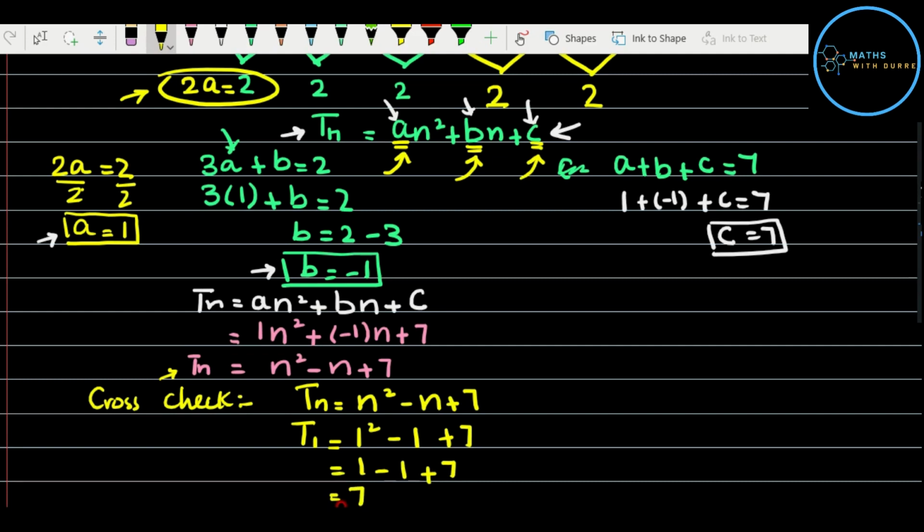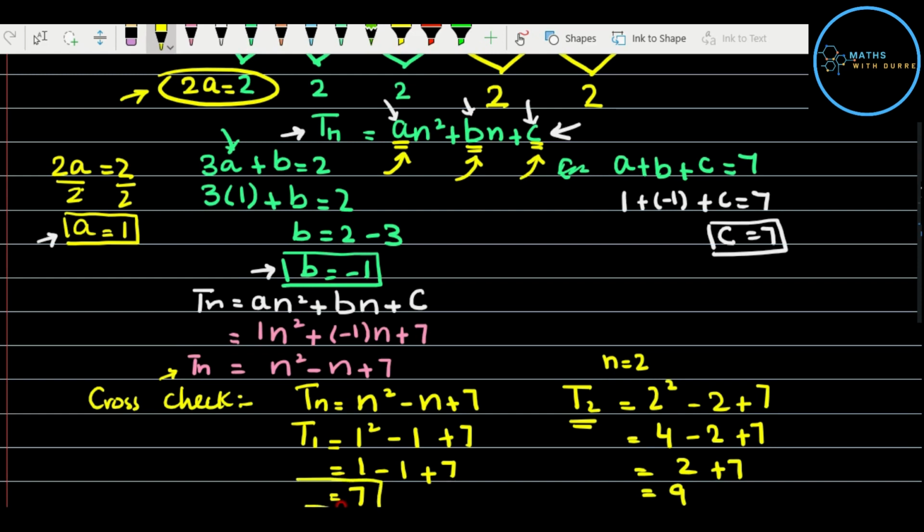And what about the second one? It's best to calculate at least 2 or 3 terms. 2 square. This time, because I'm calculating the second term, I will substitute n as 2, right? Minus 2 plus 7. 4 minus 2 plus 7, 2 plus 7 is 9. So it means the first term is 7, the second term is 9.